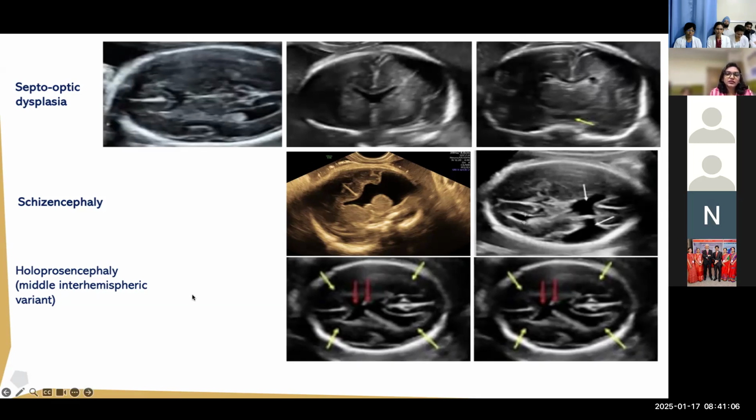Whereas the other condition is the middle interhemispheric variant, where the anterior, that is the frontal, and occipital lobes will be normally cleaved, whereas the middle part, the parietal lobe, will be uncleaved, associated with septal agenesis and uncleaved body of the lateral ventricles along with the deficient body of the corpus callosum.